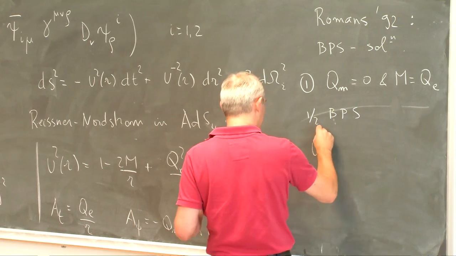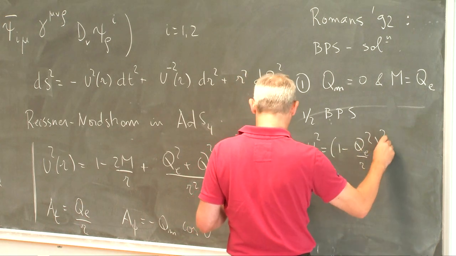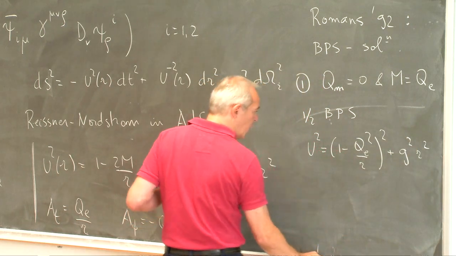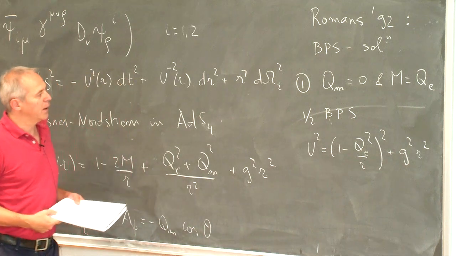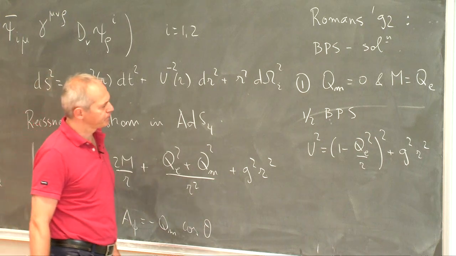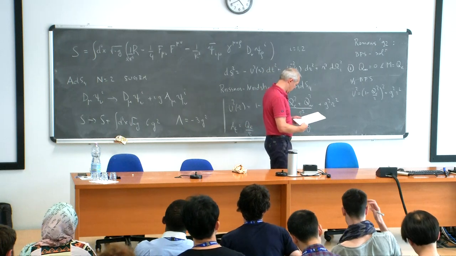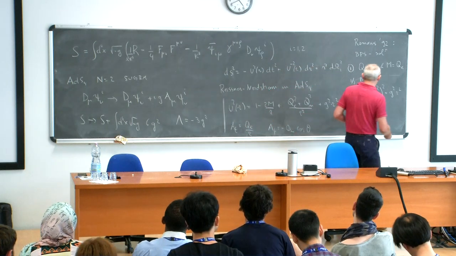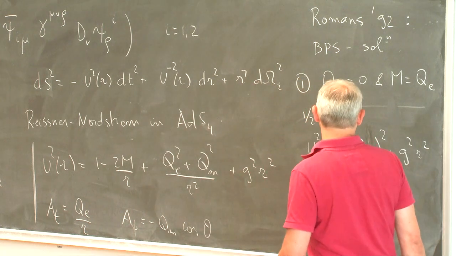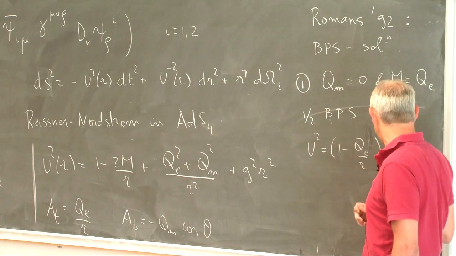And what we have then is U squared equal to 1 minus q_e squared over r squared plus g squared r squared. That follows from imposing supersymmetry. Yes, of course. It's also wrong in my notes. Very good. So you see that U is always positive, it's a sum of two positive terms.